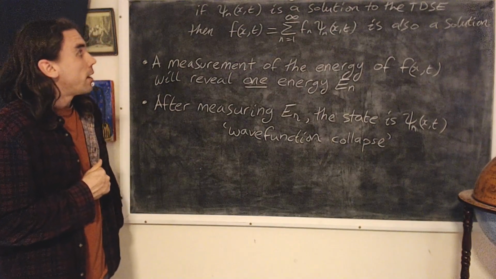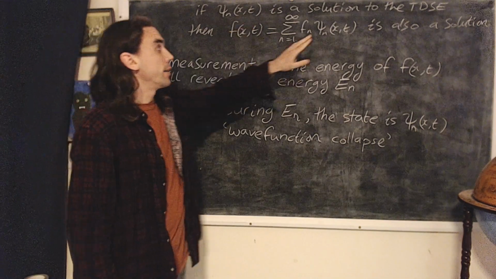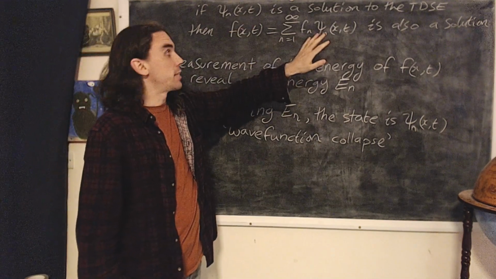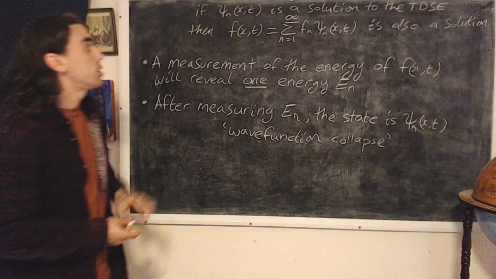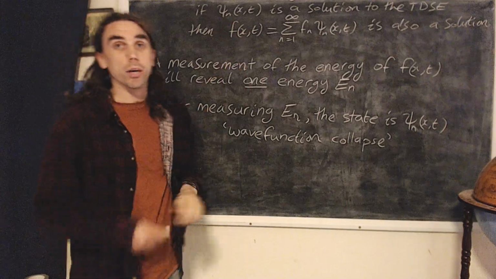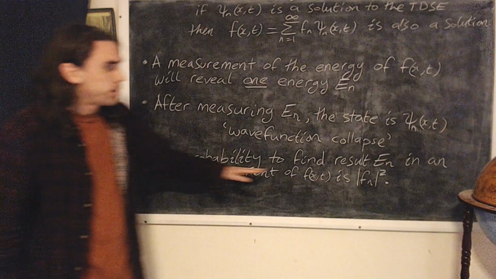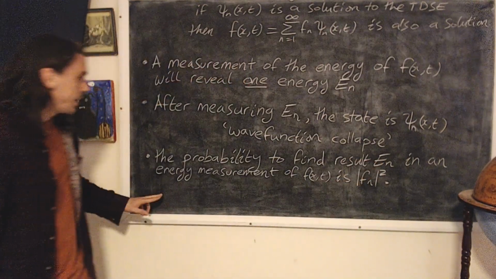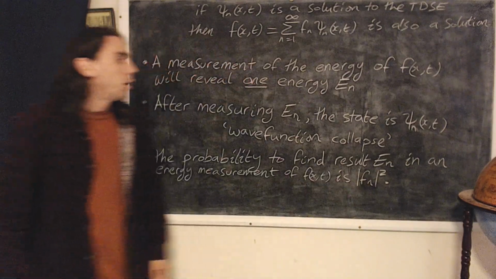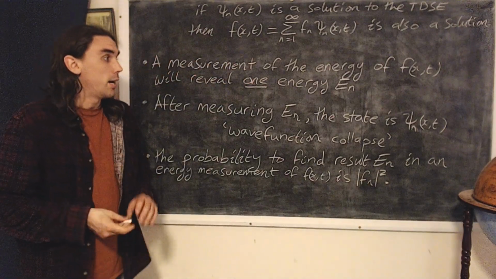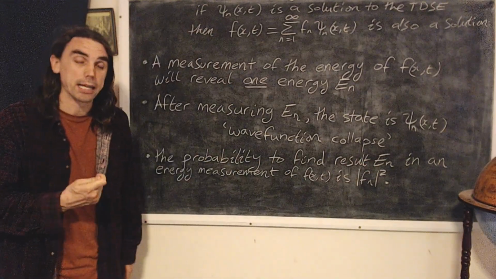So the probability for, when performing an energy measurement on f, to find energy En and for the state subsequently to be psi n, is given by the modulus square of the coefficient, assuming this is correctly normalized, which all physical states in quantum mechanics are. The probability to find the result En in an energy measurement of f of x and t is modulus fn squared before the measurement. After the measurement, it'll have energy En with probability 1, so the state really has changed.